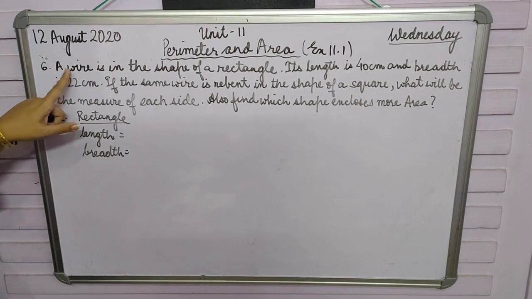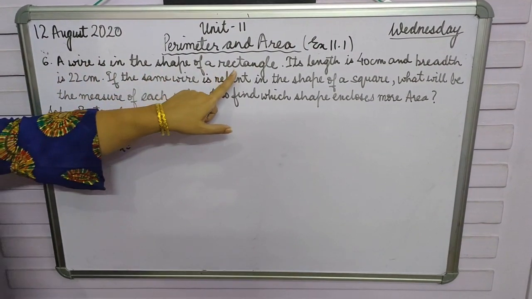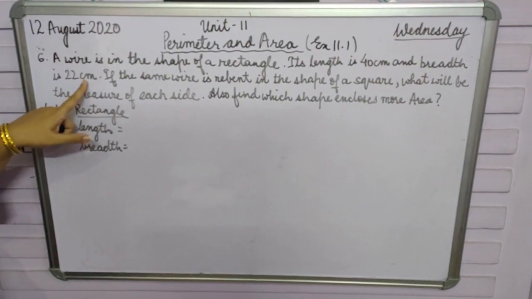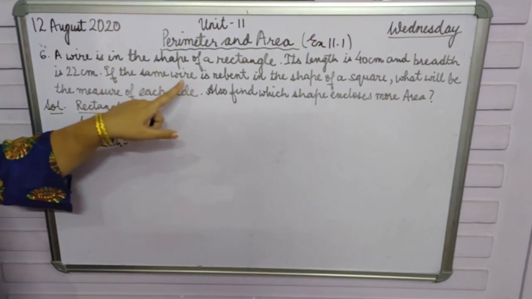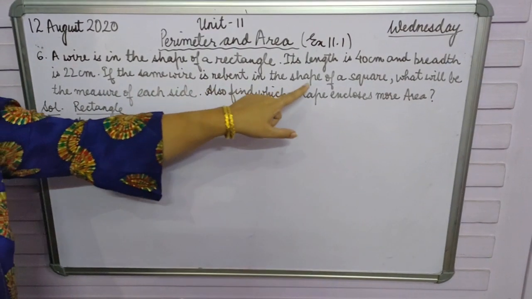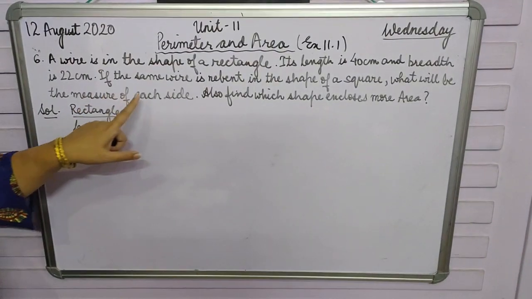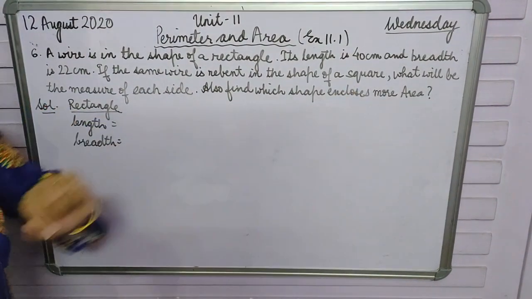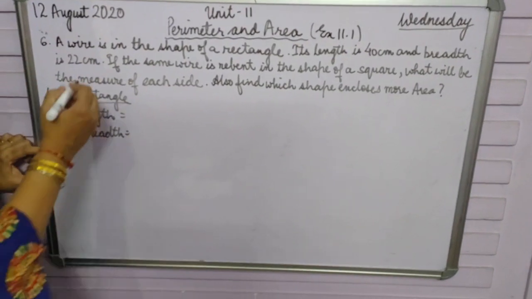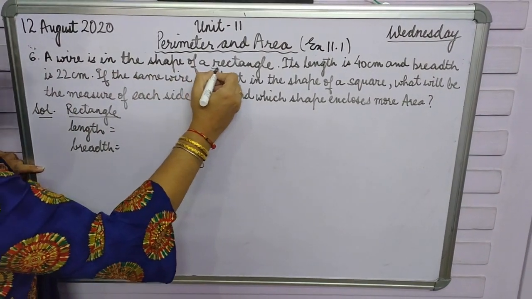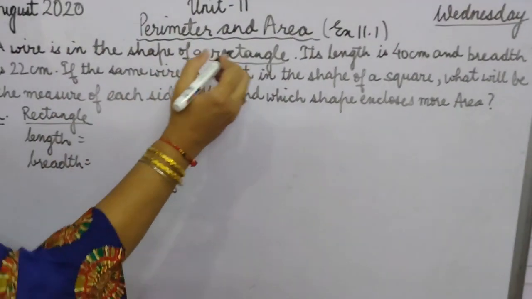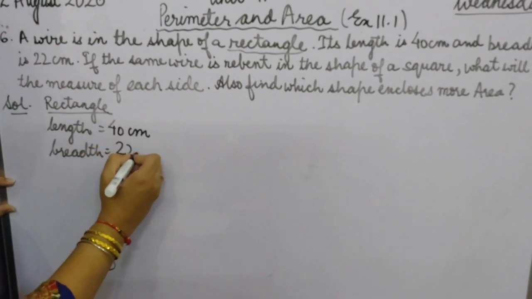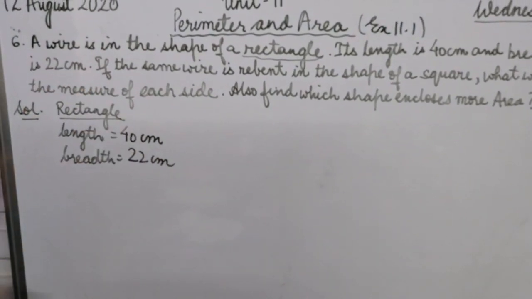Question number 6. A wire is in the shape of a rectangle. Its length is 40 centimeters and breadth is 22 centimeters. If the same wire is rebent in the shape of a square, what will be the measure of each side? Also find which shape encloses more area. Let us start from the very first line. A wire is in the shape of a rectangle. So how much is the length of the rectangle? It is 40 centimeters and the breadth of the rectangle is 22 centimeters.